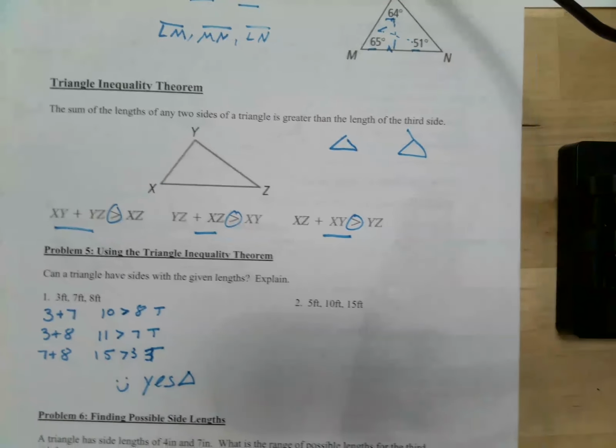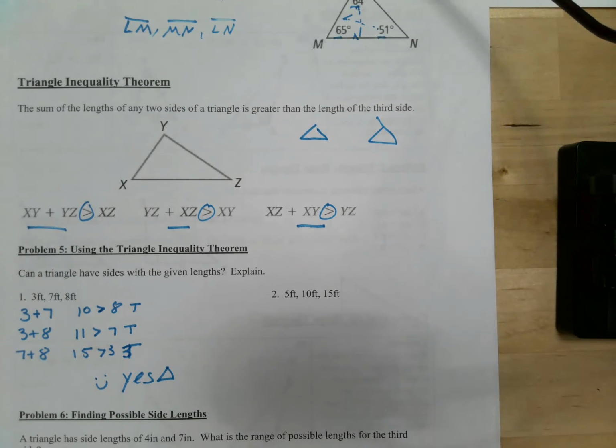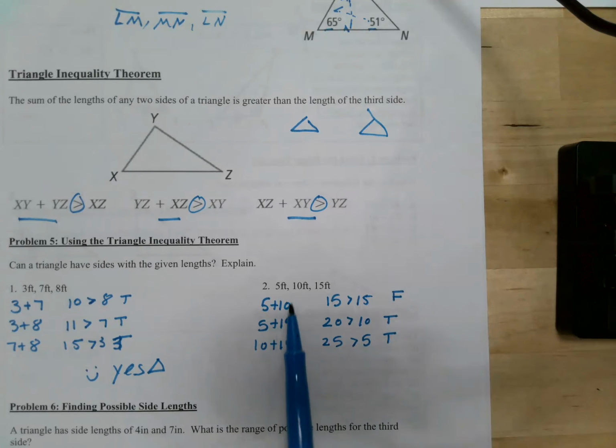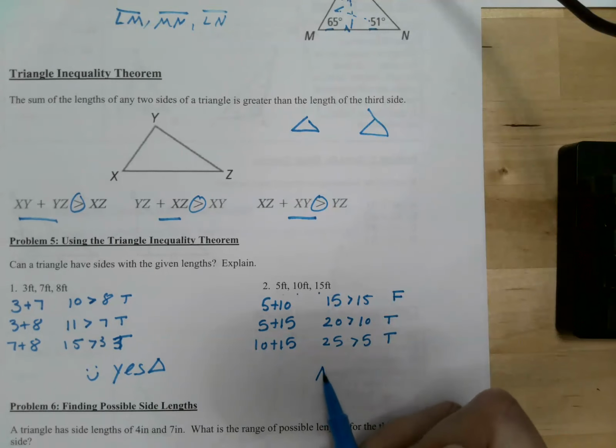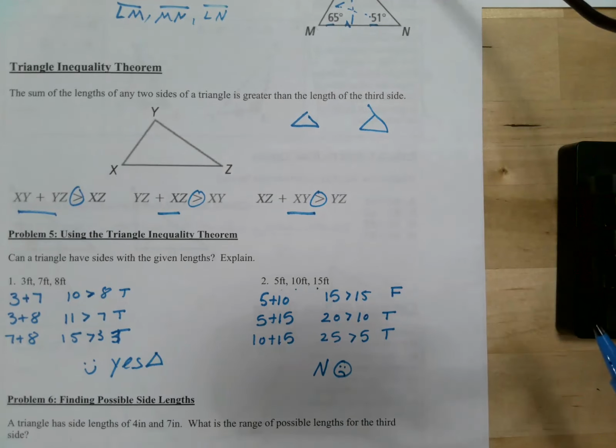I want you to try to test this second one by yourself. So again, you're adding two of the sides, seeing if it's greater than the third side. So in this case, these two sides is not greater. It's the same. So that's a false. So this would be no. I technically didn't even have to check the other two, but because I love math so much, I thought, why not?